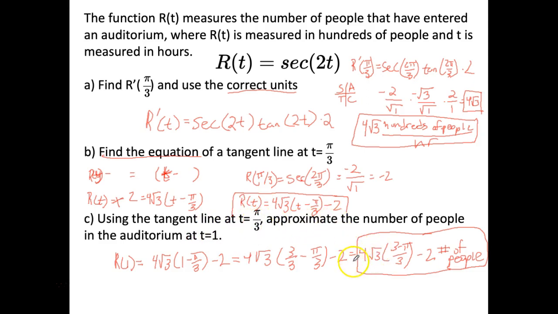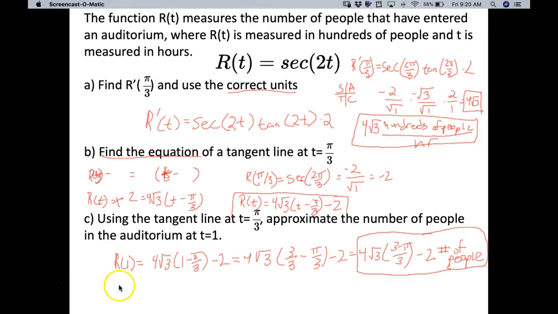And if it asks you to figure out if it's an over or under approximation, remember you would want to find the second derivative of this. You would plug in pi over 3 to see if it's concave up or down. If it's positive, it'd be concave up. If it's negative, it would be concave down. In this case, it doesn't ask us to do that, so I'm not going to do it. But that's how you would go about figuring out if it's an over or an under approximation. That's everything.